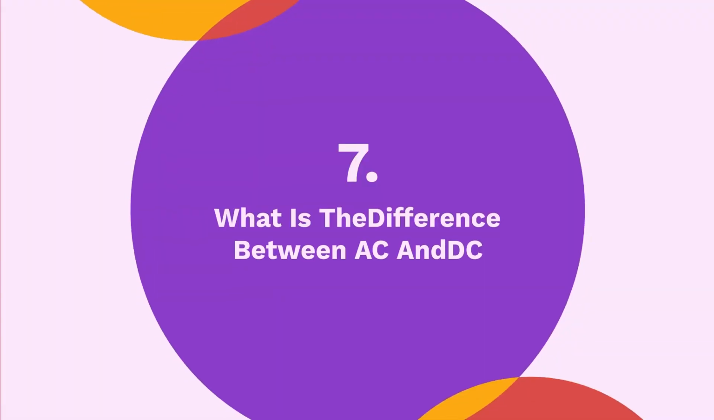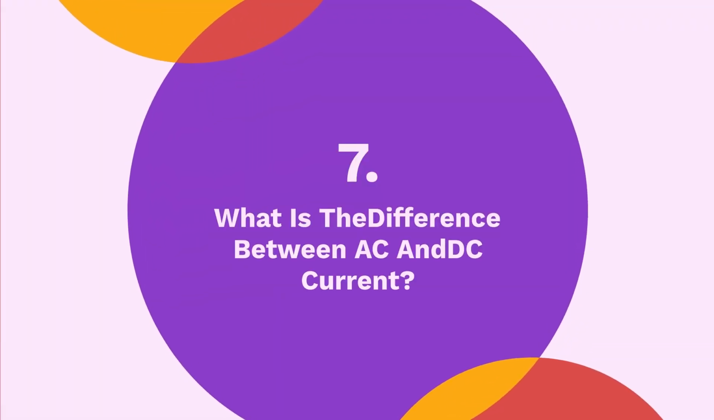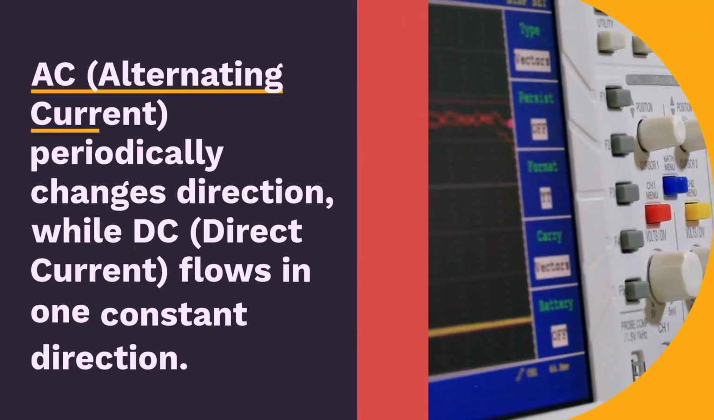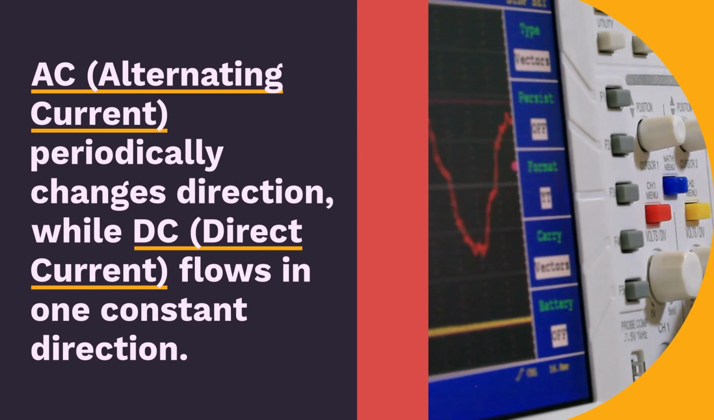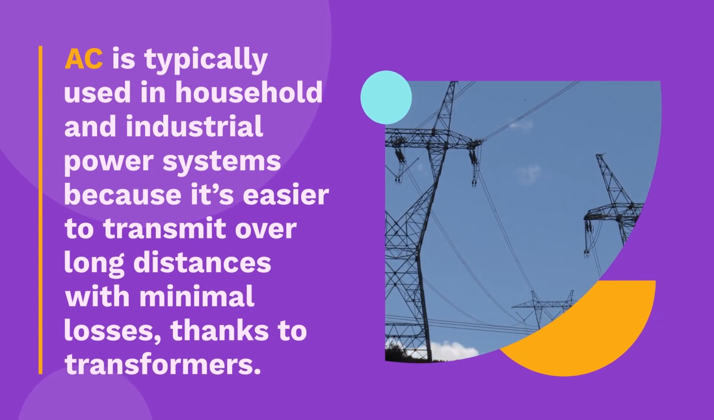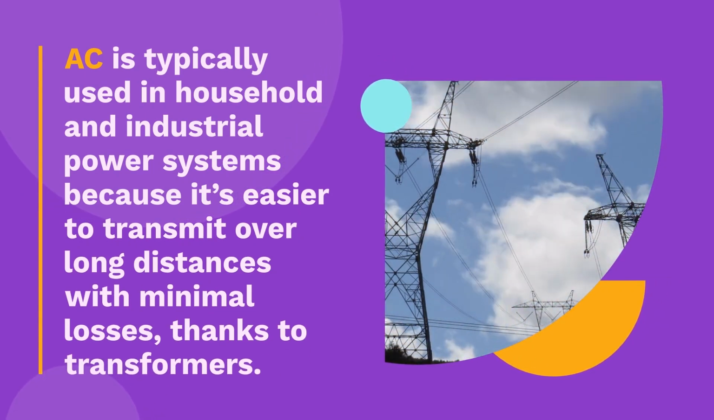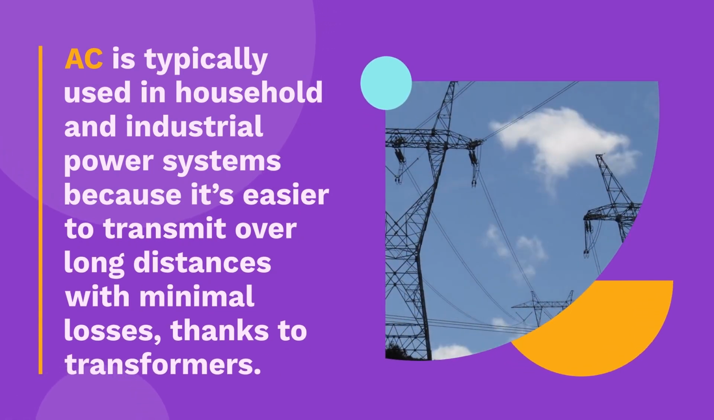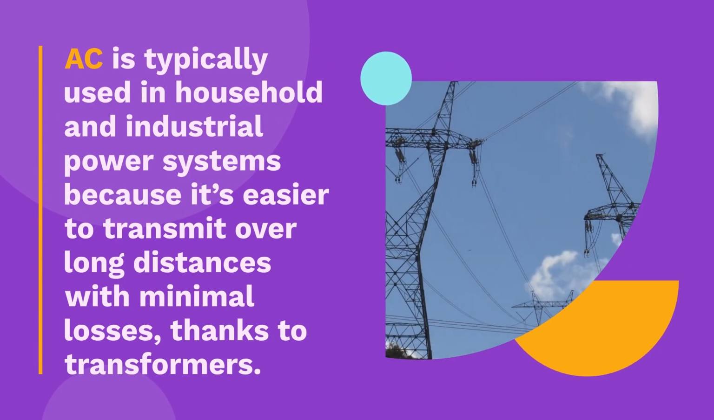distances. 7. What is the difference between AC and DC current? AC, alternating current, periodically changes direction, while DC, direct current, flows in one constant direction. AC is typically used in household and industrial power systems because it's easier to transmit over long distances with minimal losses, thanks to transformers.